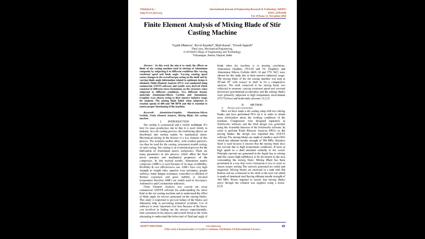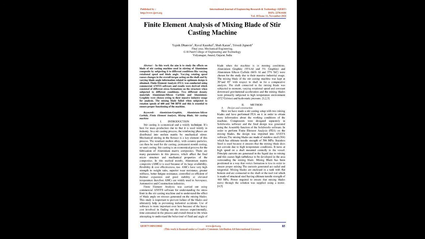Introduction. Stir casting is an economical and widely used technique. It's best for mass production, which is why it is used widely in industry. In a stir casting process, the reinforcing phases are distributed into the molten matrix by a mechanical stirrer. Mechanical stirring in the furnace is a key element of this process. The resultant molten alloy, with ceramic particles, can then be used for die casting, permanent mold casting, or sand casting. Stir casting is an economical process for the fabrication of aluminium matrix composites.